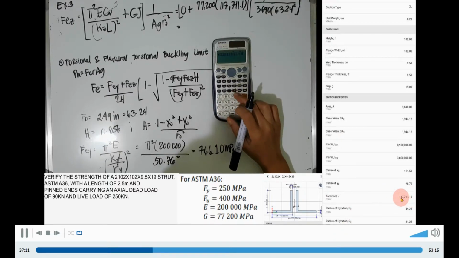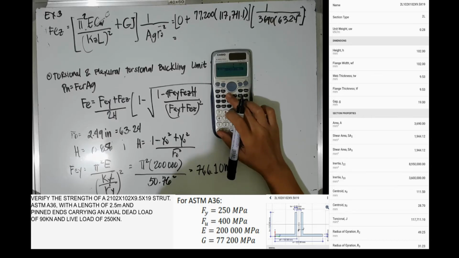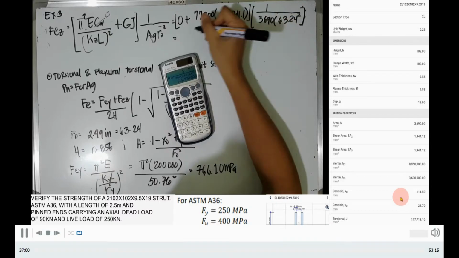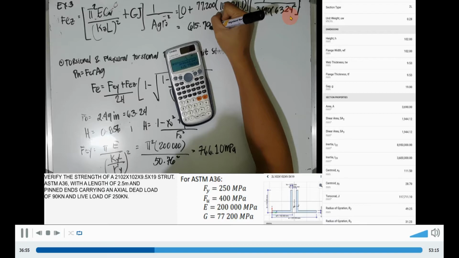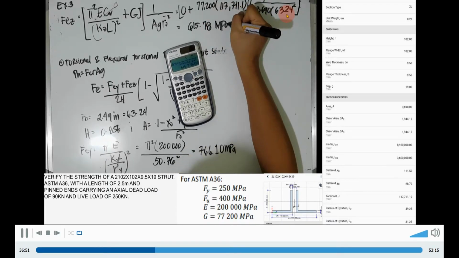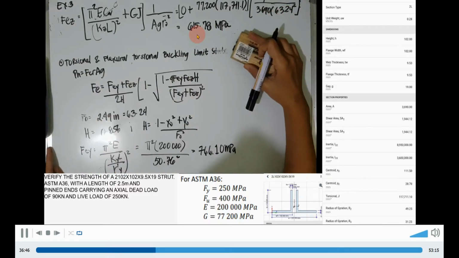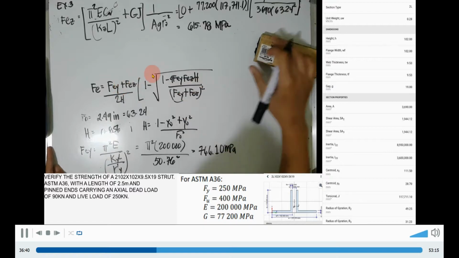And area is 3,690, and the polar radius of gyration as from the AISC is 63.24. So our elastic torsional stress would be equal to 615.78 megapascal.